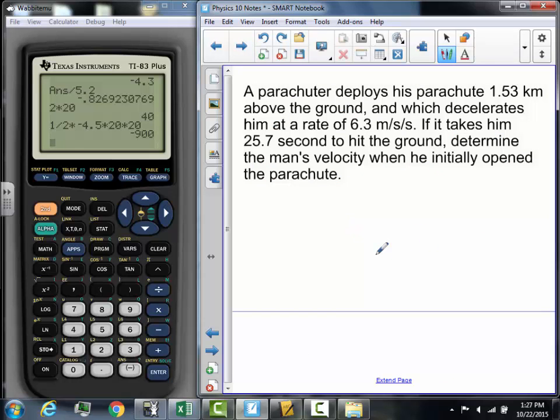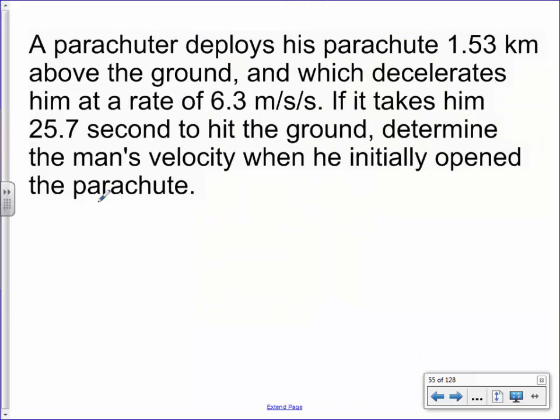Alright, one last example, then I'm done for the day. You're a parachuter, and you deploy your parachute at 1.53, watch the units here guys, 1.53 kilometers above the ground. That's not going to work if we just leave it as kilometers. We're going to have to do a conversion later. I'll do that later. I'm going to keep reading here. He decelerates at a rate of 6.3 meters per second. Again, you got to watch the wording here really carefully. If I say that we're decelerating, this number right here really needs to be a negative 6.3 because we're slowing down.